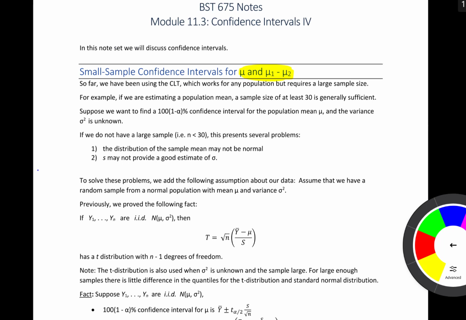So again, we've been using the central limit theorem, which works for any population, but it does require a large sample size. So for example, if we're estimating a population mean, a sample size of at least 30 is generally sufficient. You all actually looked at that in your second mini project. So suppose that we want to find a confidence interval for the population mean mu and the variance sigma squared is unknown. If we do not have a large sample size, in other words, we have less than 30 in our sample, there are several problems here. The first of which being that the distribution of the sample means may not be normal and S may not provide a good estimate of sigma.